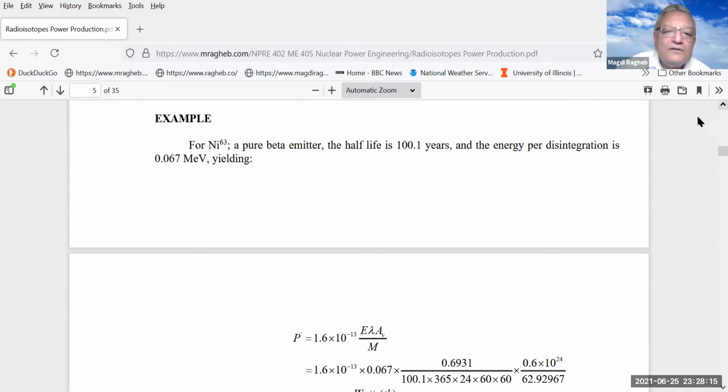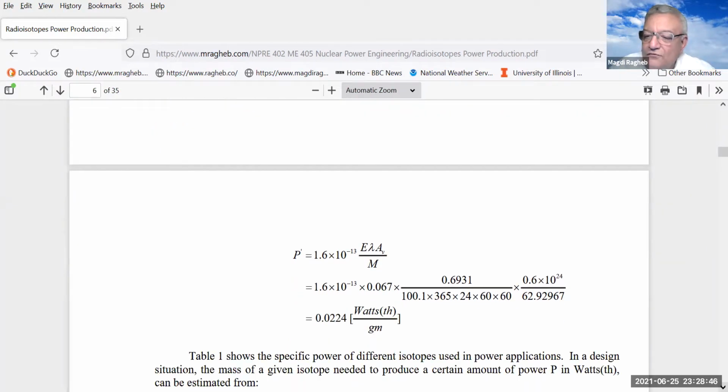So how much power density, a specific power density, can we get? Let's plug in the numbers. Instead of 5.54 here, we have 0.0567 million electron volts. The half-life is 100 years. Again, we turn that into seconds, and then the atomic weight is 62.92967. Because the energy of the beta particles is lower than the one for plutonium, you end up with a specific power in thermal power of 0.0224 watts per gram.